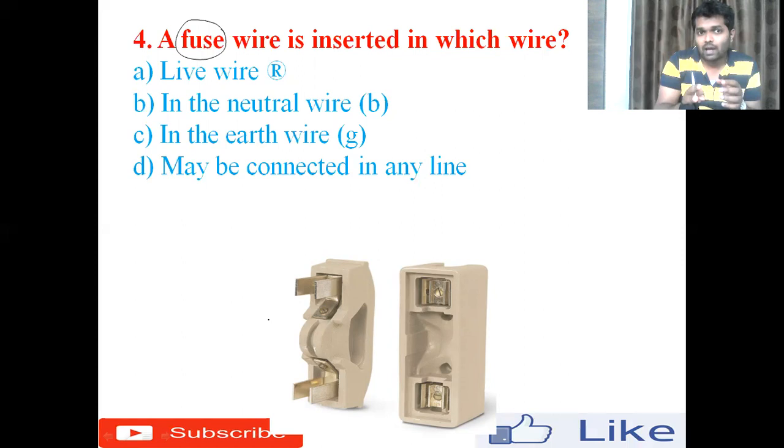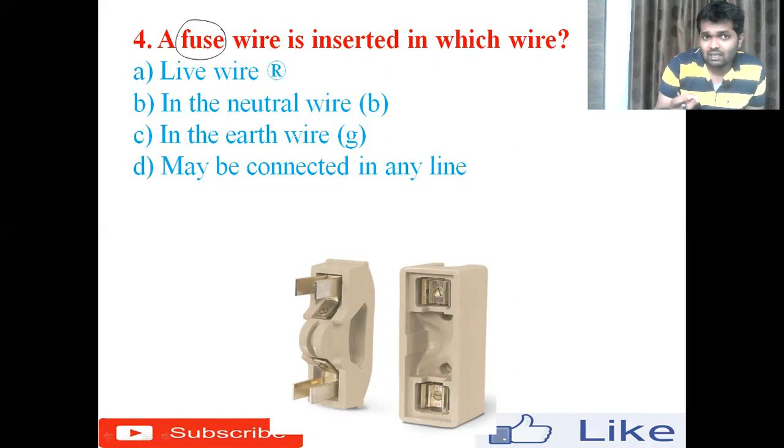It will make sure that it will not allow excess current to enter the circuit. If there is a chance of excess current entering the circuit, it will cut or disturb the flow of that excess current. So basically it will break the circuit. By breaking the circuit, it will safeguard or save the electric appliances or electric network. So fuse is very, very important. So the question is where the fuse wire is inserted or connected.